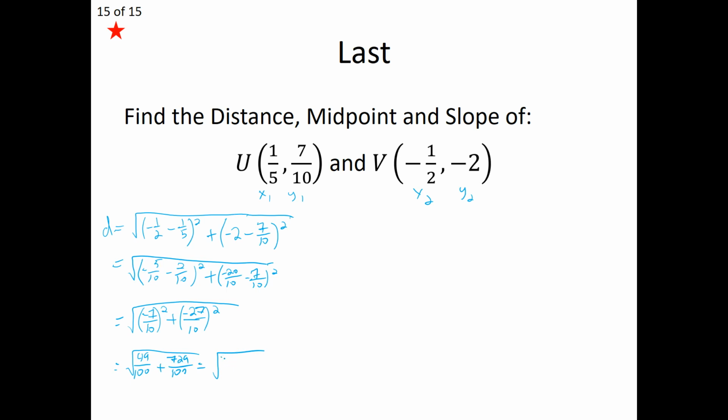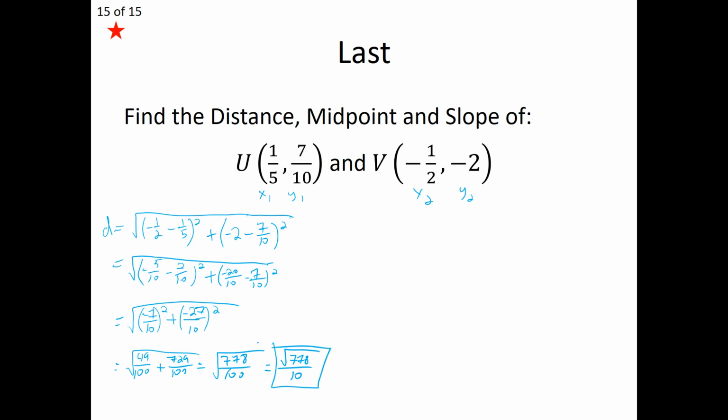Fix that real quick. 778 over 100. Now, with square roots, you can take the square root of the numerator and the denominator, which means we end up with the square root of 778 over 10, because we take the square root of 100. We like that, it's a nice perfect square. And there's our final answer.